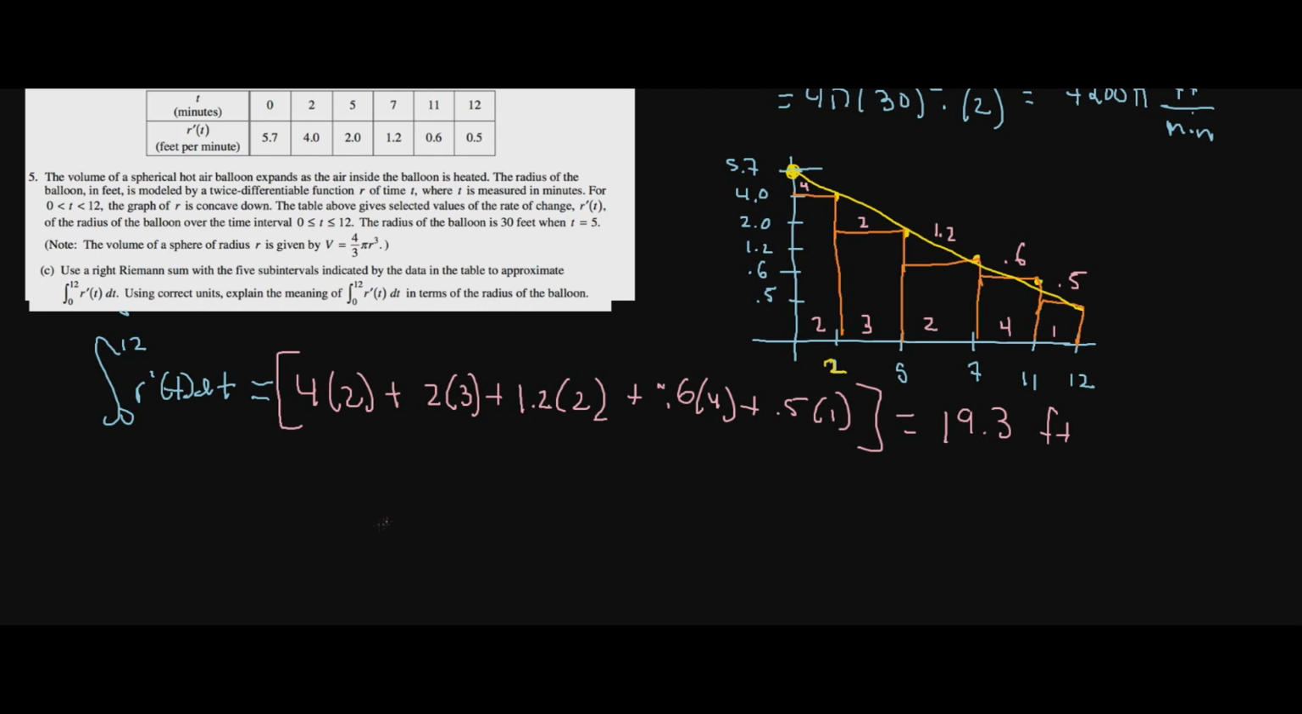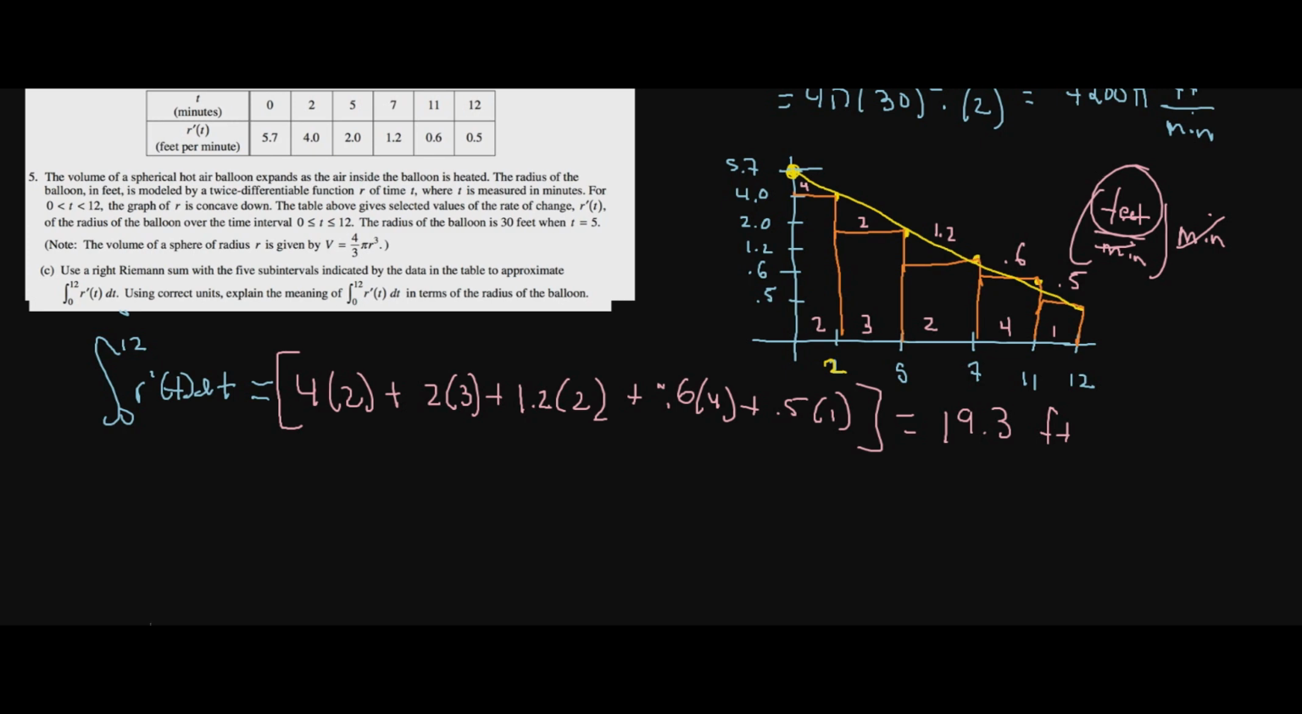How did I know this was feet? Well, let's use unit conversions. R prime is feet per minute, multiplied by minutes. And the minutes cancel and we're left with feet. So we're getting back to position, in this case, the radius.